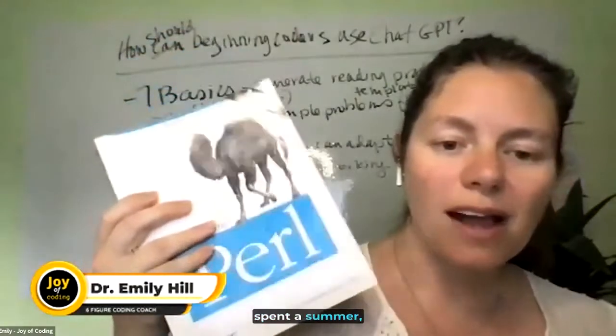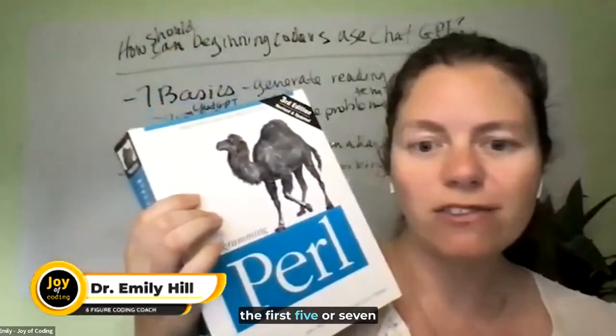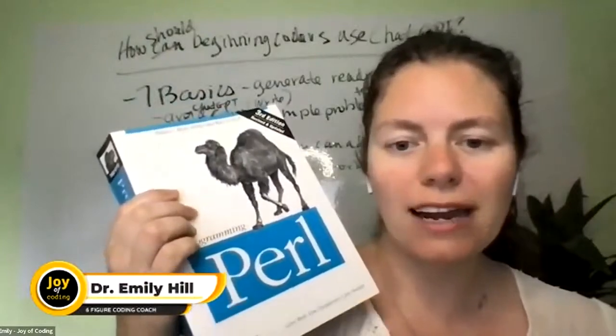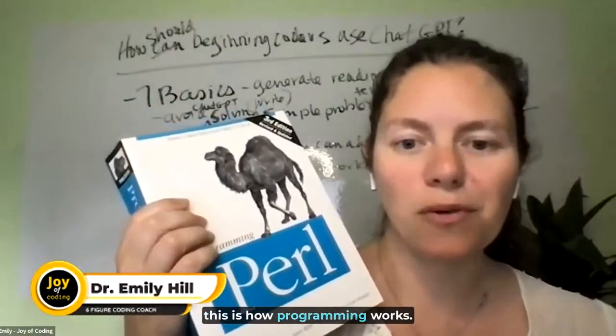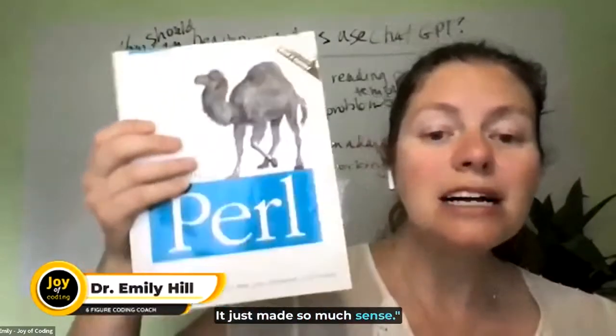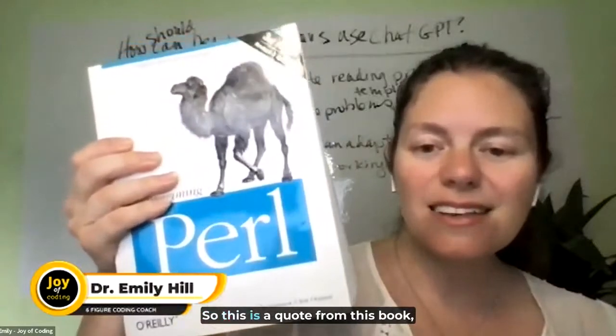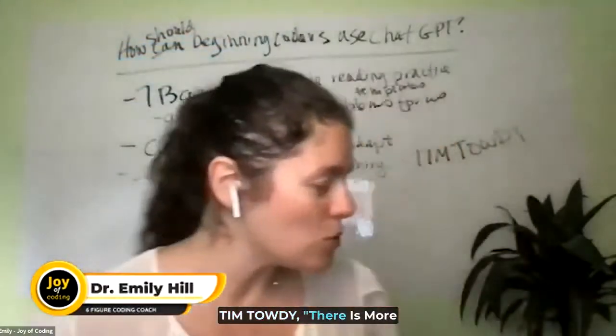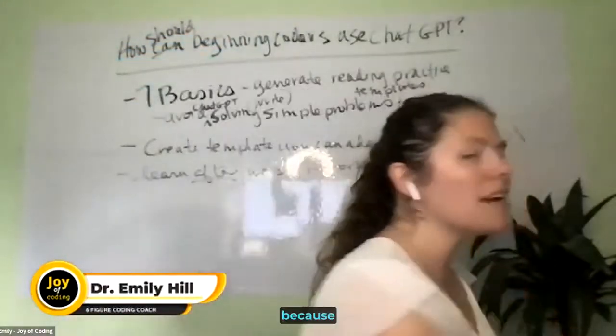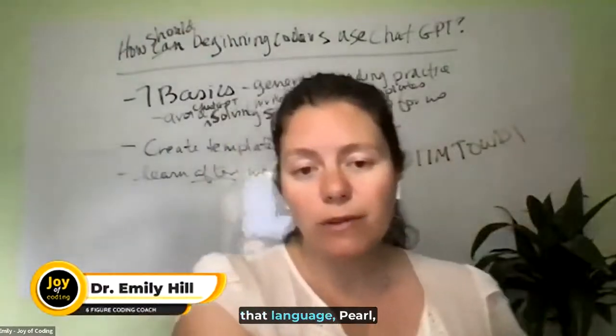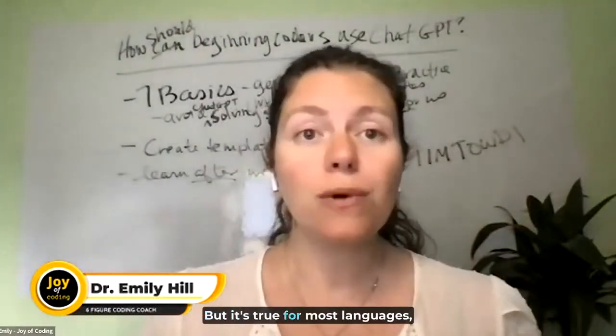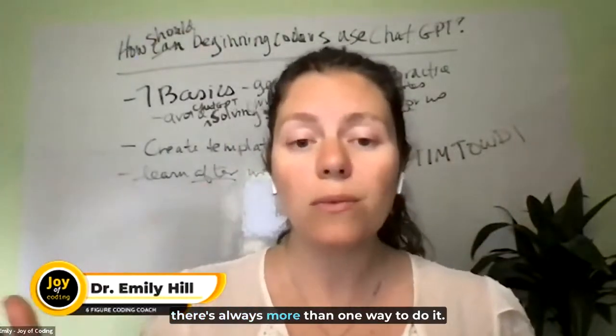But I spent a summer, I read through this book, like the first 5 or 7 chapters cover to cover. And I was like, oh my goodness, this is how programming works. Like it just made so much sense. So this is a quote from this book, Tim Toady. There is more than one way to do it, because that language Perl was designed around that, but it's true for most languages. There's always more than one way to do it.